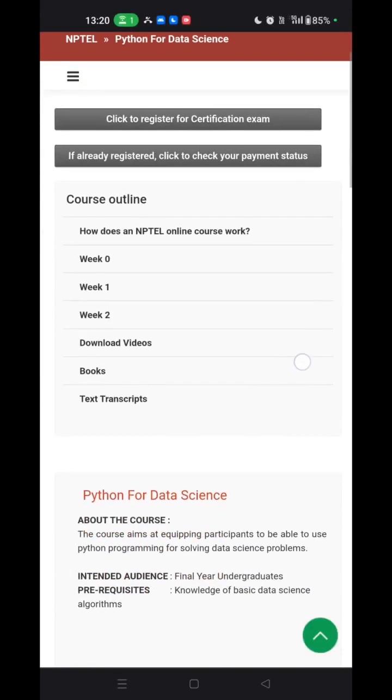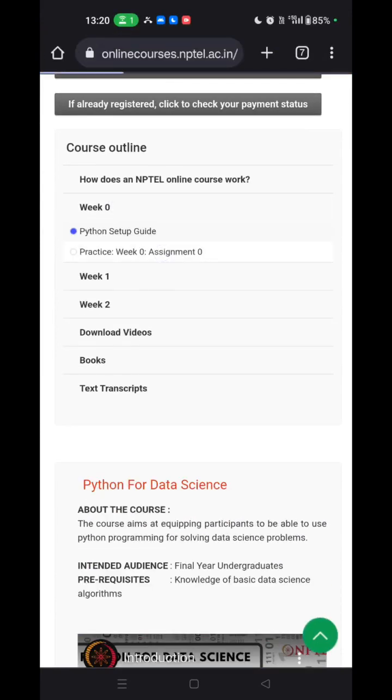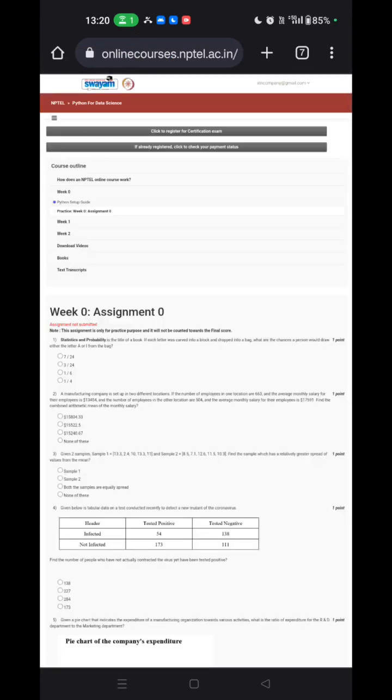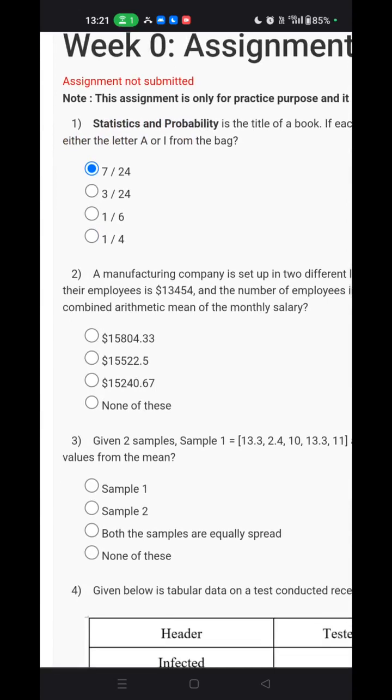So this is week 0. Number one, week 0. We solve all the problems. If you have any query, then please ask. We will also send the solutions.